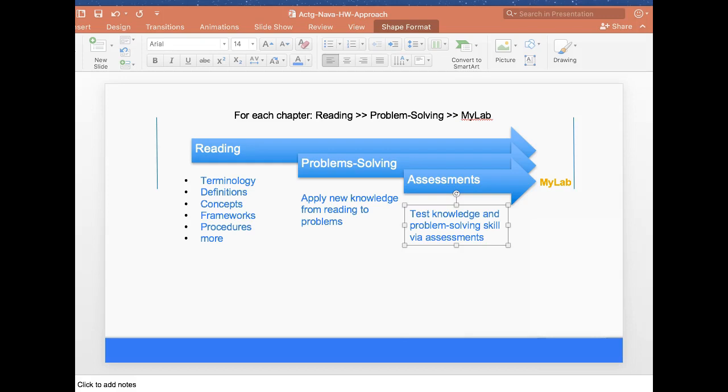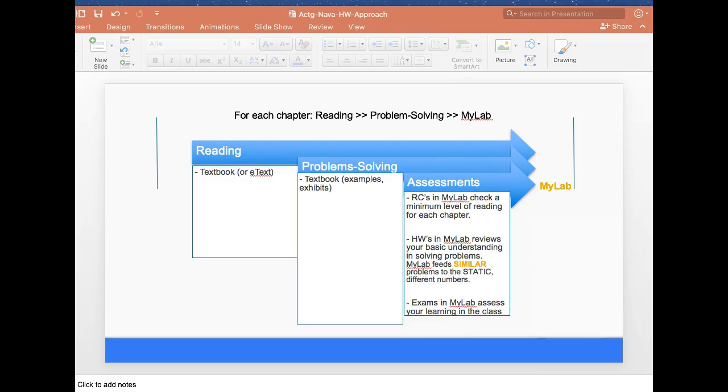As with most classes, students will usually do some reading to gain an understanding of the terminology, definitions, concepts, etc. In accounting classes, additionally, students also will apply their new knowledge to problems. And eventually, there are some assessments to determine how well you have learned the material. Note that your primary resource for learning the material is your textbook, and that what actually counts towards your final grade are the assessments in my lab, the reading checks, the homeworks, and exams.